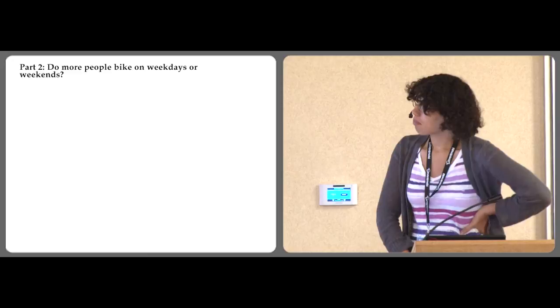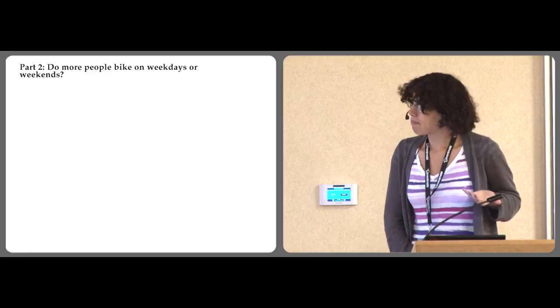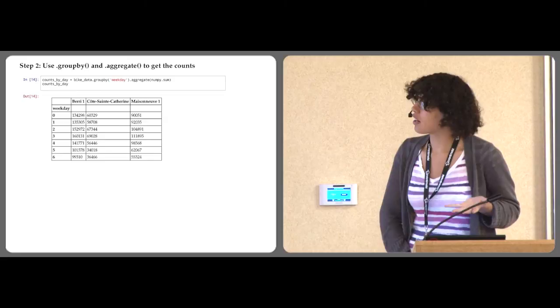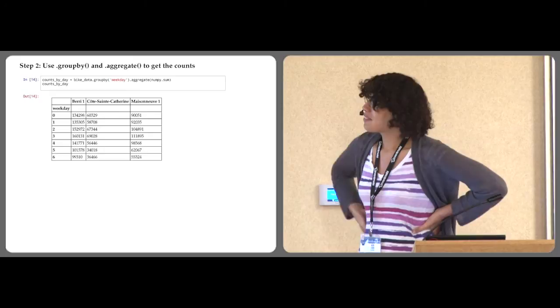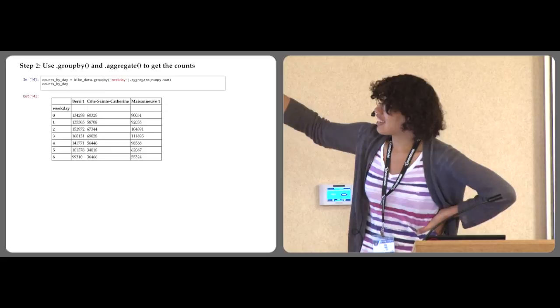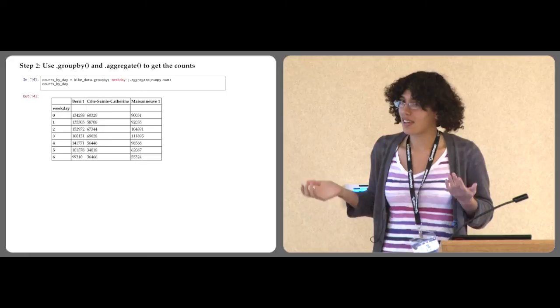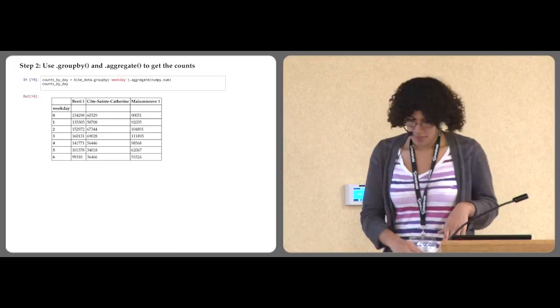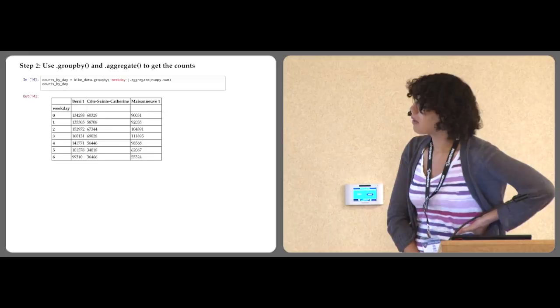So the next thing I wanted to know was, are weekdays or weekends better? So the first thing we need to do for this is get a weekday column in our data frame. So pandas makes this super easy for us, because if you do bike data dot index, so index is the date, that date thing on the side, dot weekday, it'll give you a number for each weekday. And you can make a new column, kind of like adding something to a dictionary, and then look at the beginning of the data frame. So this is fantastic.